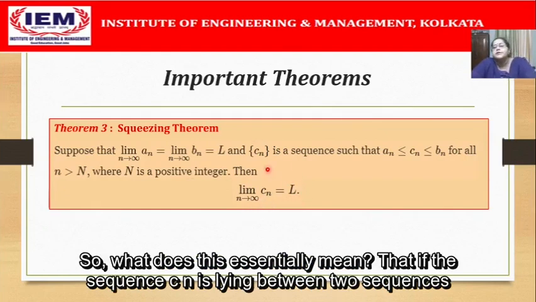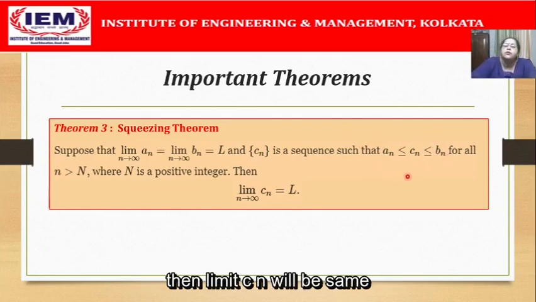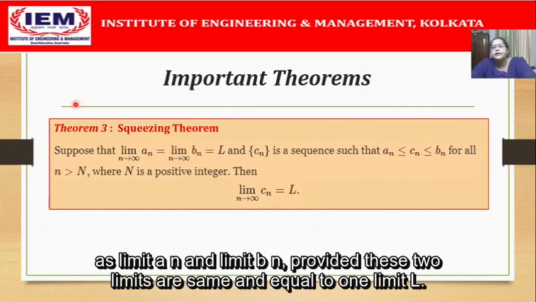So what does this essentially mean? That if the sequence c_n is lying between two sequences a_n and b_n, so as if it is sandwiched between the sequences a_n and b_n, then limit of c_n will be the same as limit of a_n and limit of b_n, provided these two limits are the same and equal to one limit L.